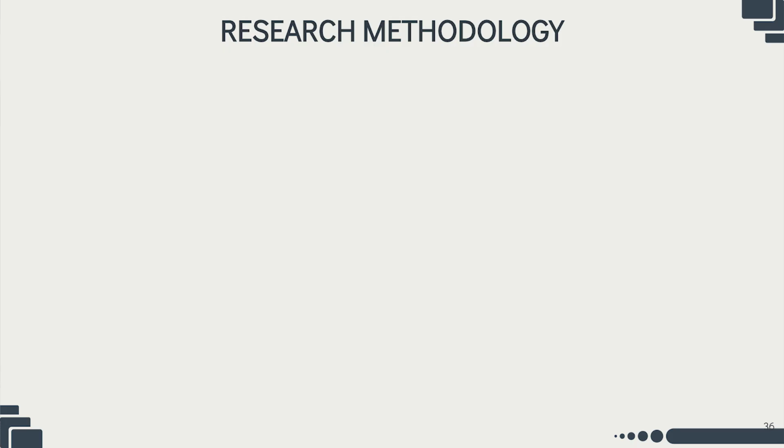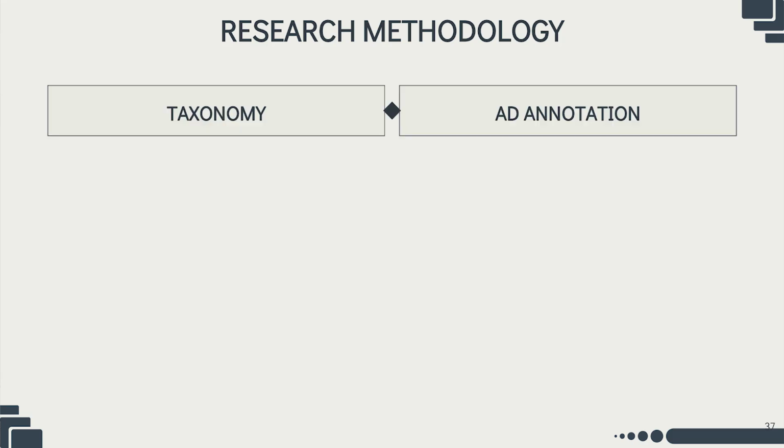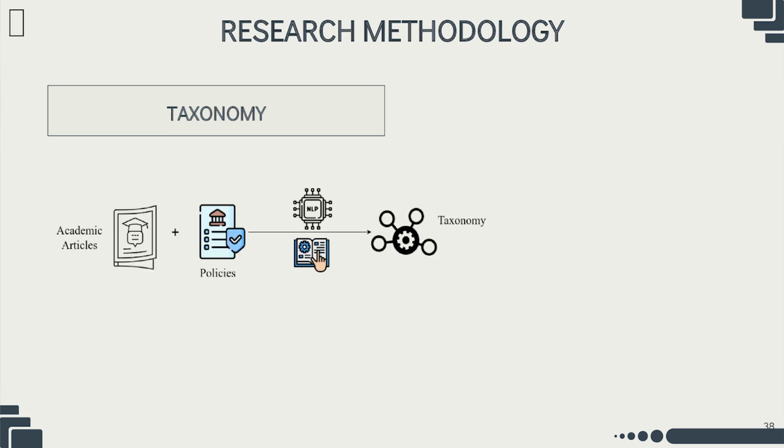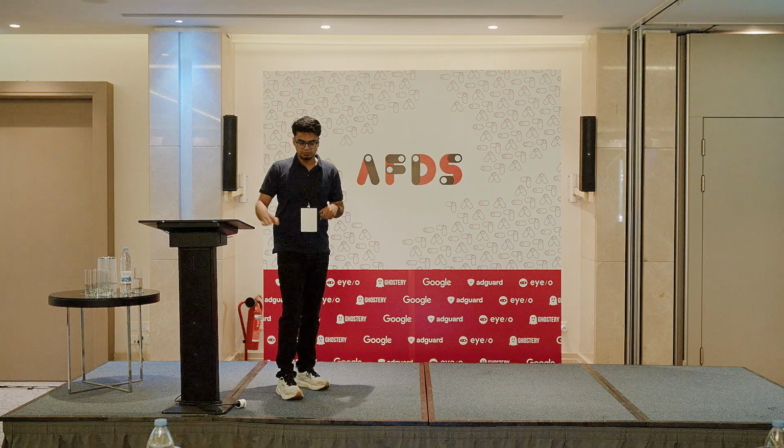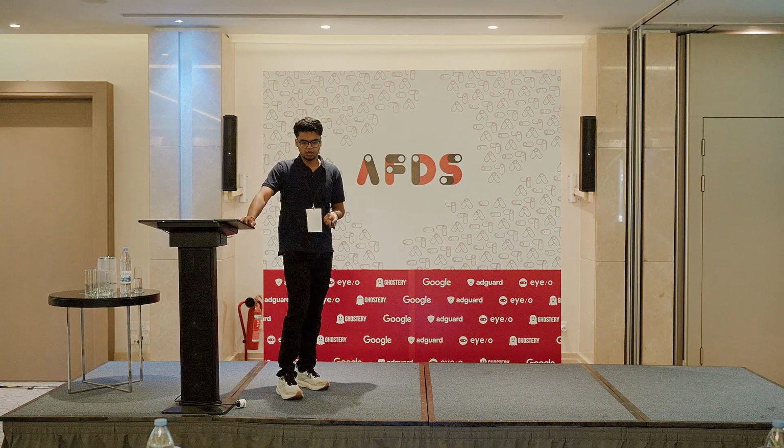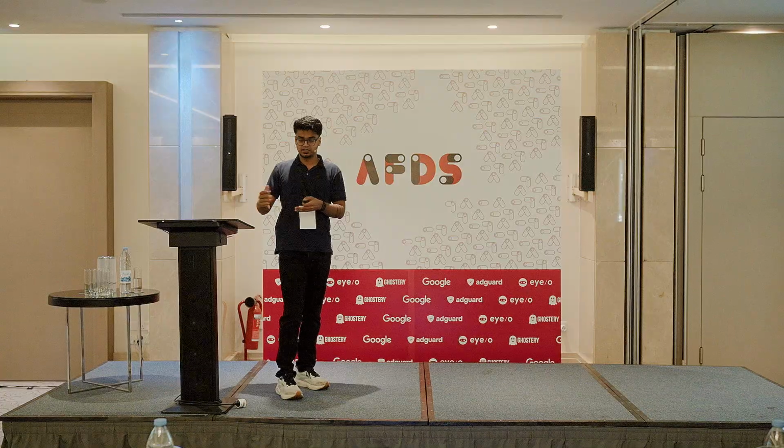So to design the experiment, we have 2 phases. One is coming up with a taxonomy, and another part is to collect these ads and annotate these ads. So in order to come up with a taxonomy, we go through all the academic articles that are present, as well as all the ad policies for different exchanges like Meta, Bing, Google, etc., and then apply some NLP techniques to get the taxonomy.